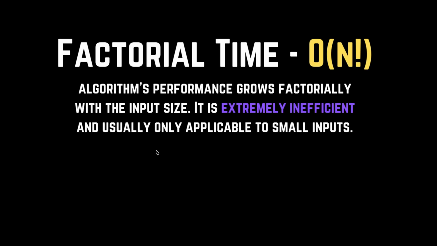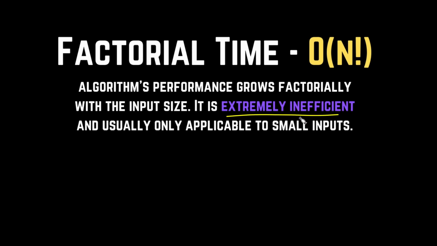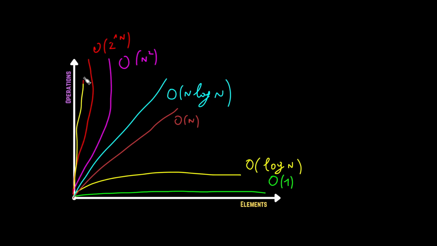The last time complexity we are going to talk about is the factorial time complexity, which is big O of n factorial. The performance of the algorithm grows factorially with the input size, which is extremely inefficient. So this is how this looks on a graph. It's actually worse than 2 to the power of n.